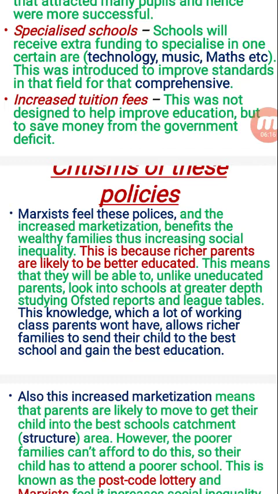This means they will be able to look into schools in greater depth, studying Ofsted reports and the league tables. The Ofsted reports are where the local communities were given the right to inspect the schools. The rich parents would have ample opportunities to visit the school and do better, whereas poor parents don't have this capability. This knowledge, which a lot of working class parents won't have, allows richer families to send their children to the best school and gain the best education.